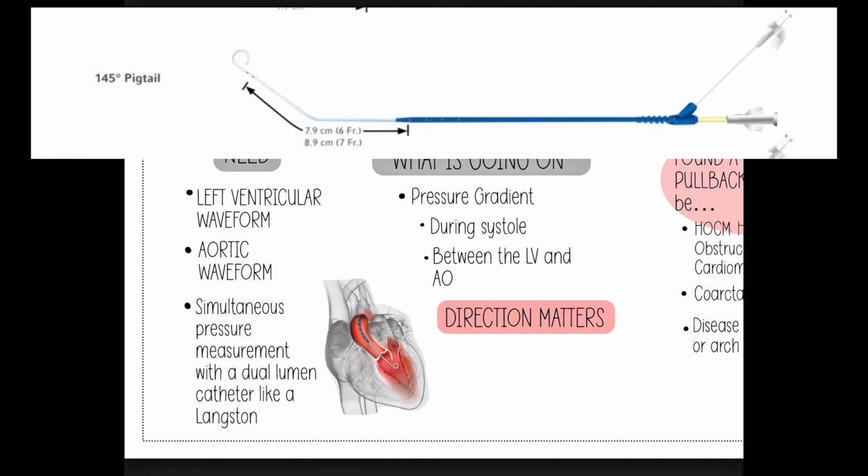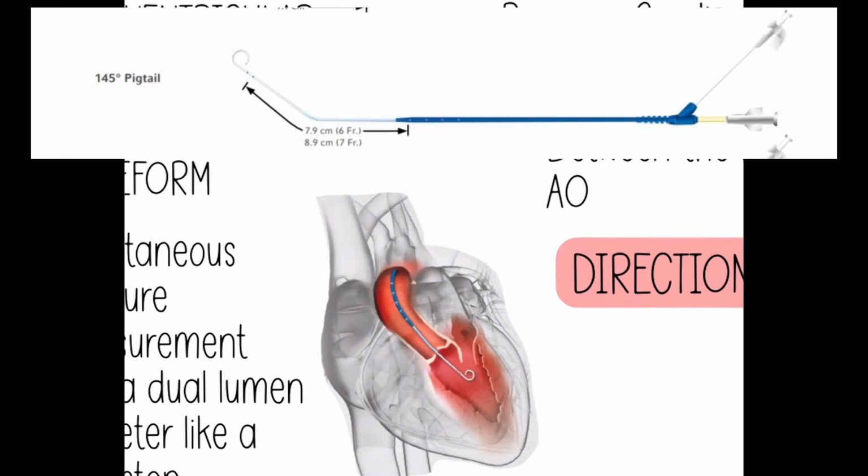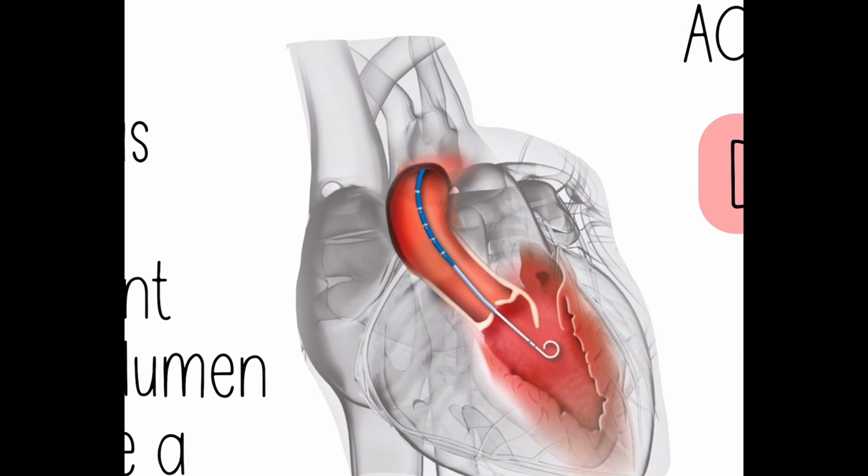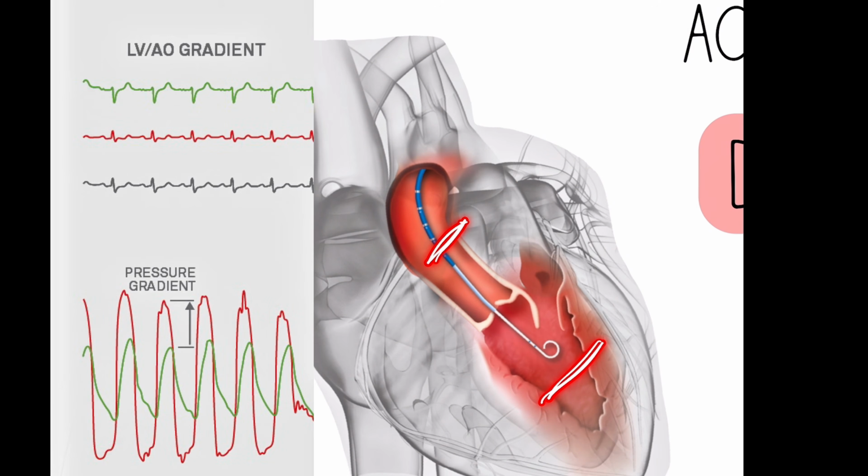Now you don't have to, but you should get a simultaneous pressure measurement with a dual lumen catheter like a Langston. Langston is just the brand name, but this is what it is. It looks just like a pigtail, except there's two transducers, distal and proximal. There's one for the left ventricle and then one for the aorta, depending on where it's positioned. So when it's positioned correctly, you should have both an LV and AO waveform.